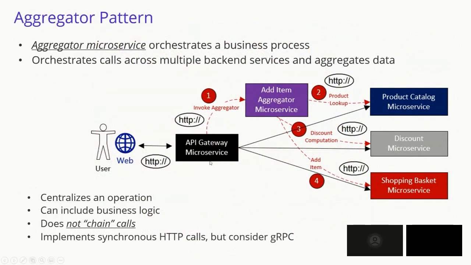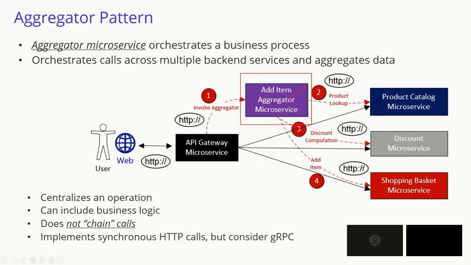So if we know an operation to add an item to a shopping basket consists of calling the product catalog, calling the discount, maybe what we do is we have a separate standalone microservice right here, this one in purple. We call it the add item aggregator microservice. It's responsible for orchestrating that call. When the gateway goes, customer wants to add an item to the basket, it invokes the add item microservice. And the add item microservice has basically the orchestration of the workflow to first call this, then call that, and finally put the item into the shopping basket.